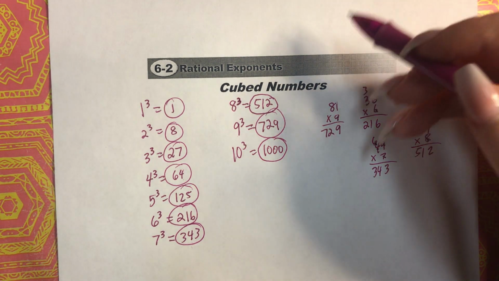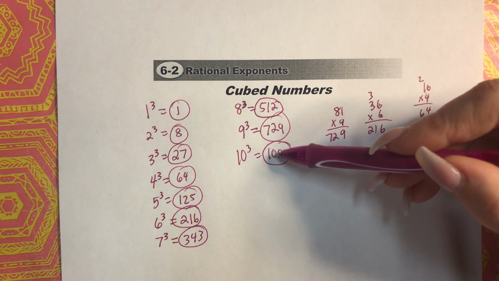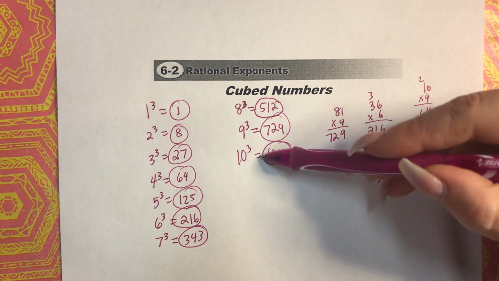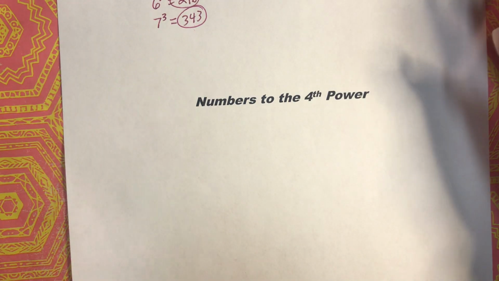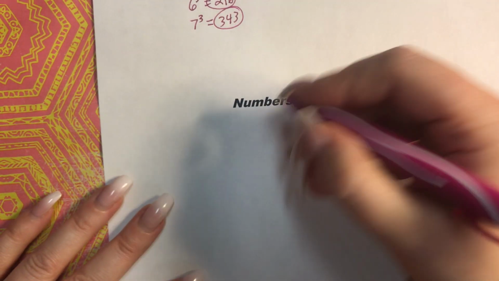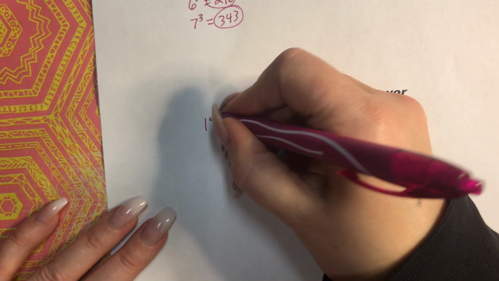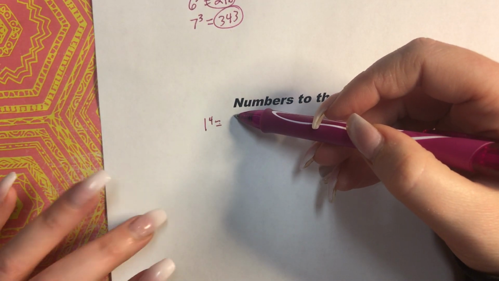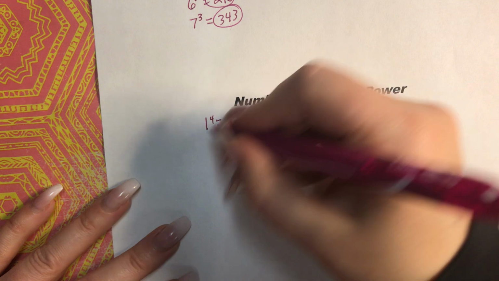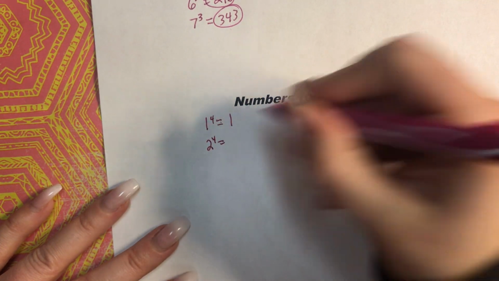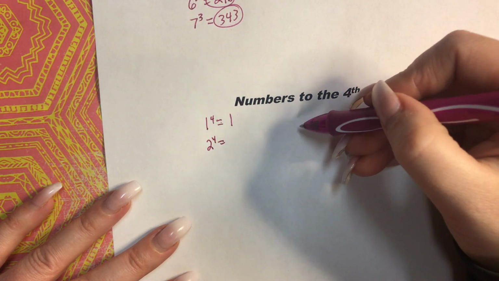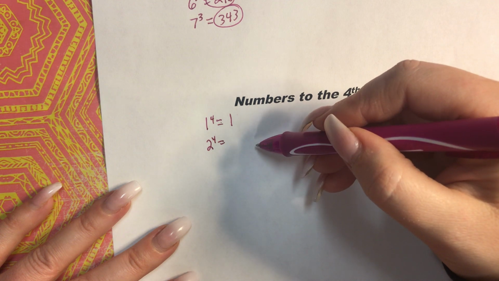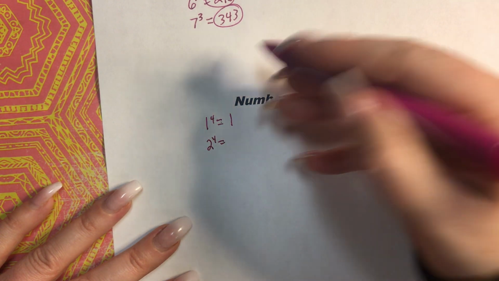Okay? So the squared numbers we need to memorize all the way up to 16 squared. The cube numbers we need to memorize is all the way up to 10 cubed, okay? Then there's numbers to the 4th power. So let's go. 1 to the 4th power is just the same thing as 1 times 1 times 1 times 1, which is just 1. 2 to the 4th power is the same thing as 2 times 2 times 2 times 2. So 2 times 2 is 4, 4 times 2 is 8, 8 times 2 is 16.